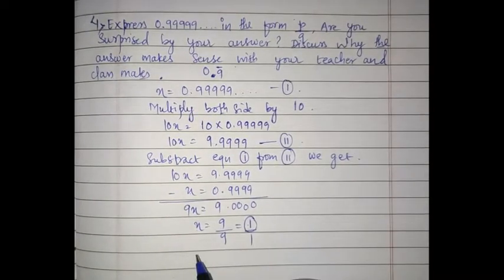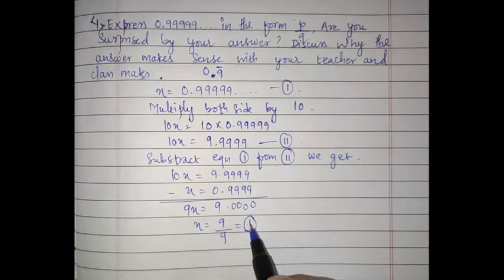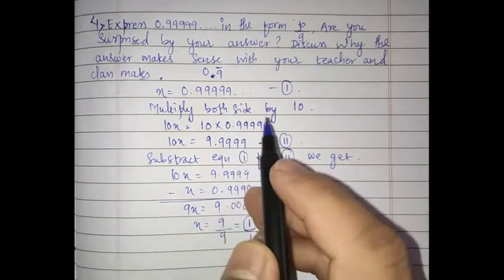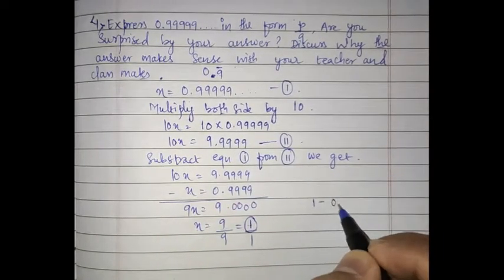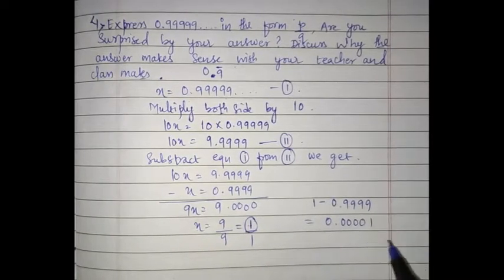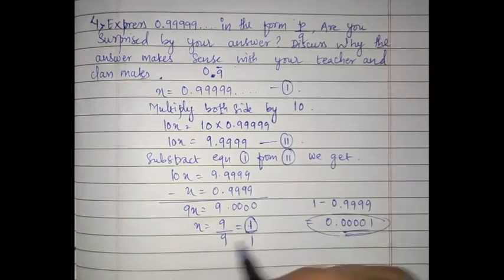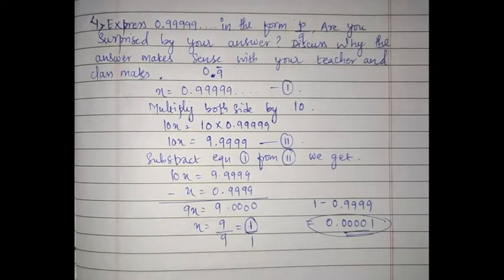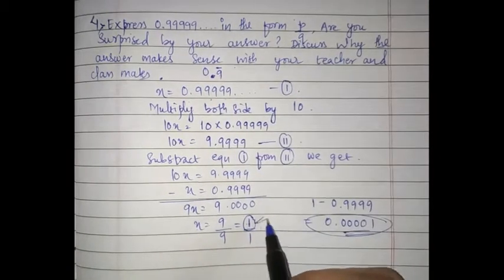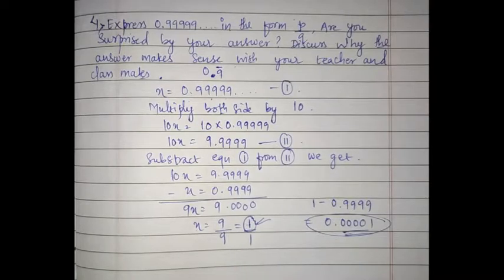Isn't it? So the difference between 1 and 0.9999... is, if you subtract 1 minus 0.999, you will get 0.00001, something like this, which is quite negligible. We won't say that it has an actual value, right? So hence we can conclude that 0.999... is very, very near to 1, right? Therefore we can write 1 as the answer and it can be justified.